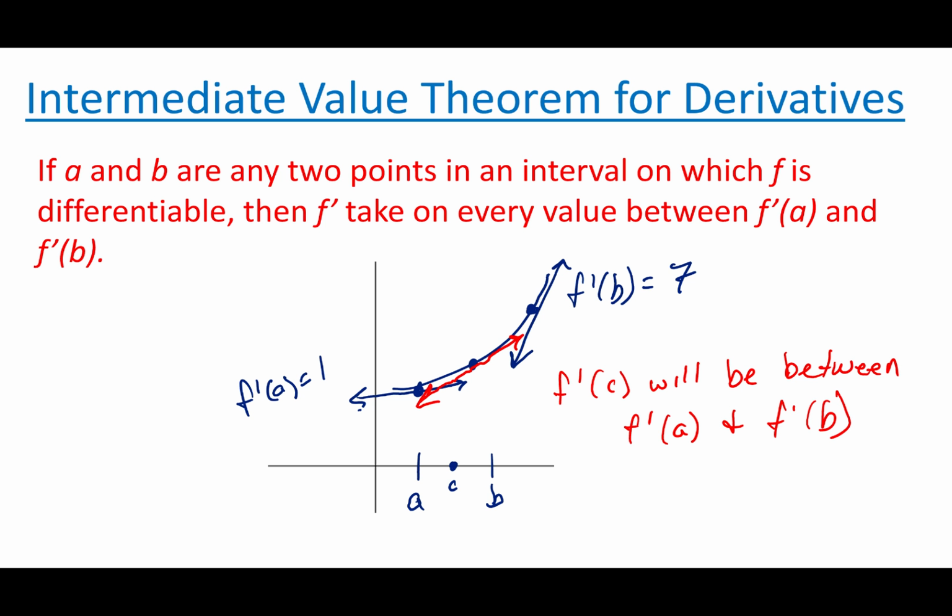Again, that's intermediate value theorem. We did it with continuous functions. If I know I have 2 points, I can find a value in between there. Now, if I have 2 derivatives, I can find a value in between there. So the intermediate value theorem will hold.